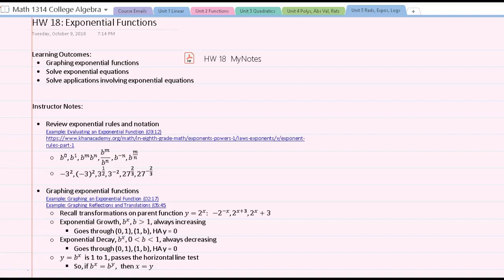This video is an introduction to exponential functions. Our learning outcomes will be to graph exponential functions, solve exponential equations, and to solve applications involving exponential equations.